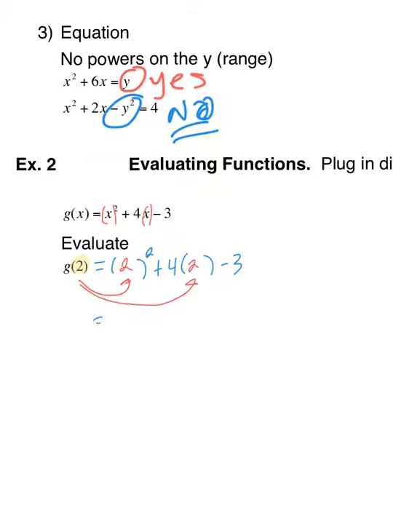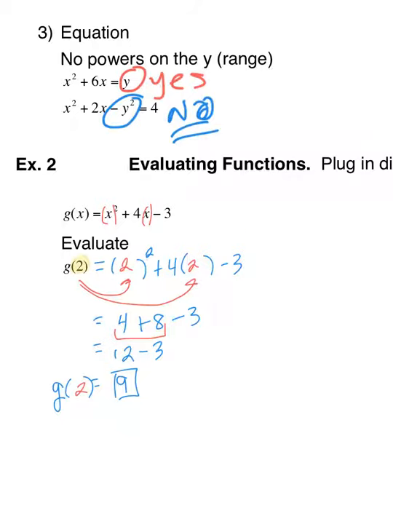So I'm going to square the 2, so I get 4. And then 4 times 2 is 8 minus the 3. From left to right, 4 plus 8 right here is 12 minus the 3. And then 12 minus 3 finally is 9. So typically how you should write your answer is g of 2 is equal to 9.